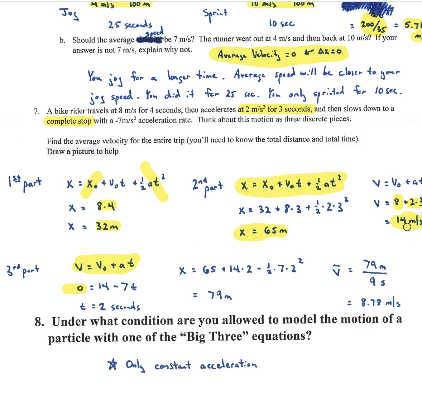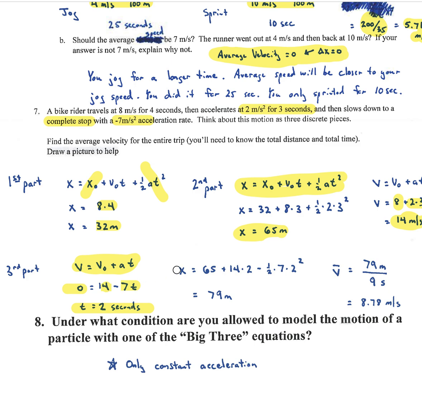Well, your ending velocity of part 2 is your beginning velocity of part 3, and that's where this comes into play. We're traveling 14 meters per second. We're going to have a negative acceleration, which in this case is going to be slowing us down, and then that will take us 2 seconds to slow down. So now we know that the time associated with the third part is only 2 seconds.